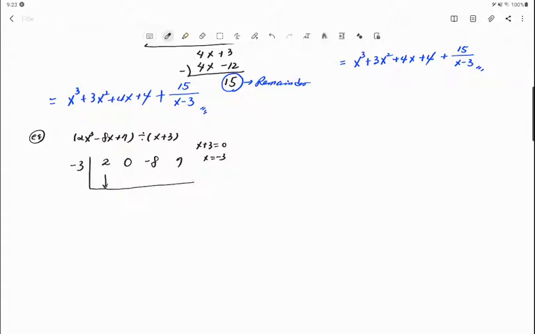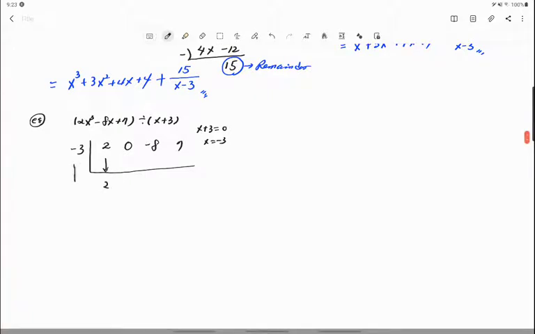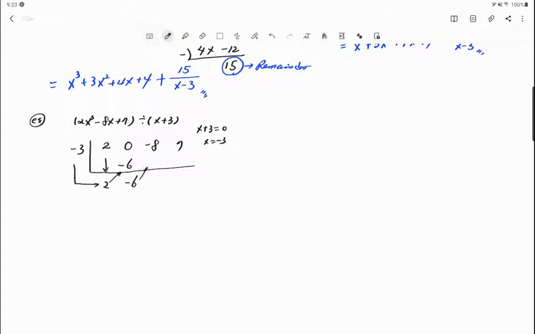And then bring the first coefficient down, and then multiply, right? Then negative 6, right? So put it here, and then add the 2 terms, that is negative 6. Then multiply negative 6 by negative 3, that is 18, right? 18. And then add these 2, that will be 10. Multiply 10 by negative 3, that's negative 30. And then add it, that's negative 23. And then put a little square like this.